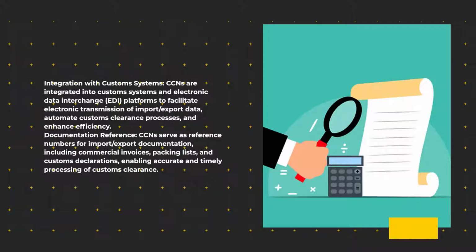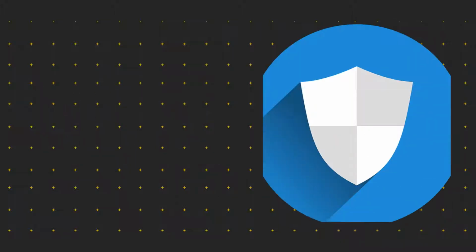Documentation reference. CCNs serve as reference numbers for import-export documentation, including commercial invoices, packing lists, and customs declarations, enabling accurate and timely processing of customs clearance.